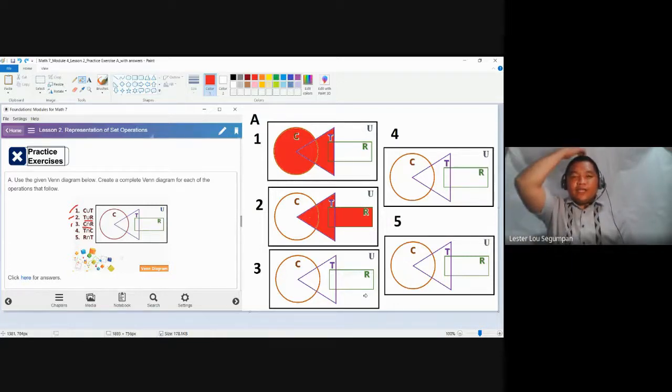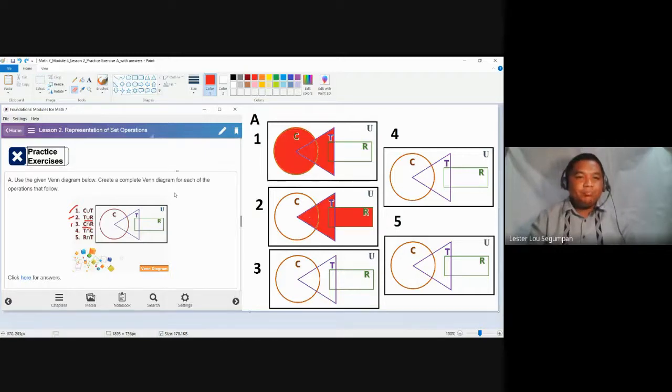To determine the answer for intersection is to identify whether they are joint or disjoint sets. Look at C and R. Okay, just visualize that there is no set T. This is just visualization. Are they connected? Is set C and set R connected? No. In short, they are disjoint sets. When you say disjoint, no common elements, no common area. So for intersection, no shading. Again, no intersection, no shading.